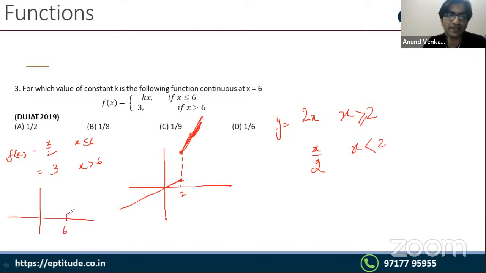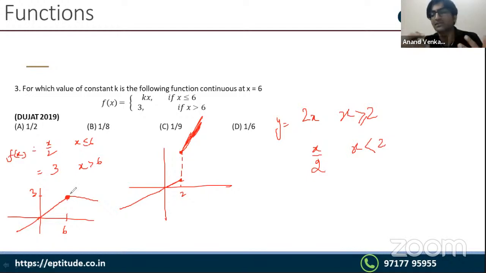देखो यहाँ पे 6 है, 6 से बड़ा होगा तो वैल्यू y का 3 होगा, and when it is less than 6, y is equal to x by 2, which is the line that passes through origin, and at 6 it does meet the same point 3. 6 डालूंगा इधर तो 3 आएगा. So there is no break in the curve, which means this function is indeed continuous.